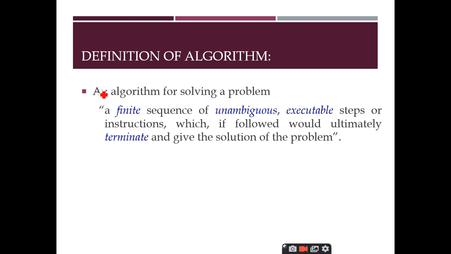So, this is the actual definition of an algorithm. An algorithm for solving a problem is a finite sequence of unambiguous executable steps or instructions which, if followed, will ultimately terminate and give the solution to the problem, right? So this is the actual definition you should give. Whatever definitions we give, like an algorithm is a step-by-step process, are just for understanding purposes. But when you want to exactly quote the definition of the algorithm, you should write it in this manner.